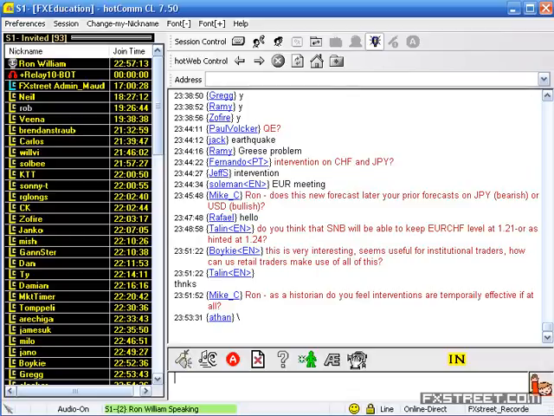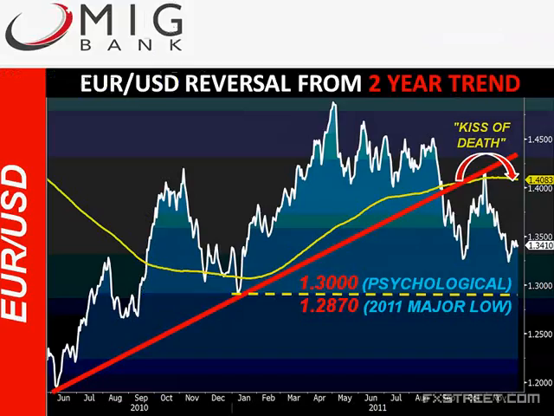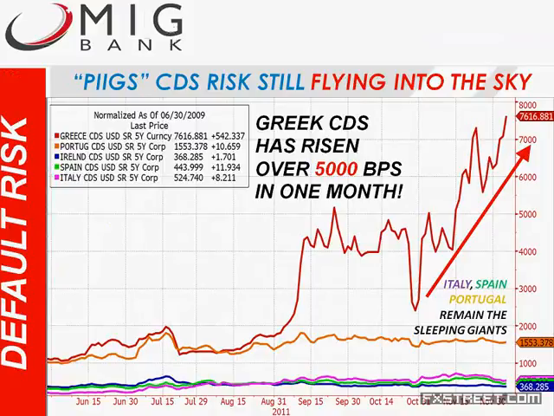In future webinars, I'll talk about other levels that I'm looking for. Keep in mind that the big reason why the euro is weakening against the dollar, even though things in the US are getting worse as we speak, is that the rotation of risk is currently on Europe. Remember that picture I showed you?